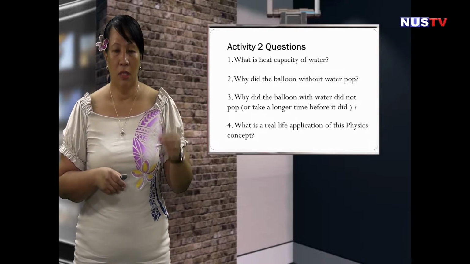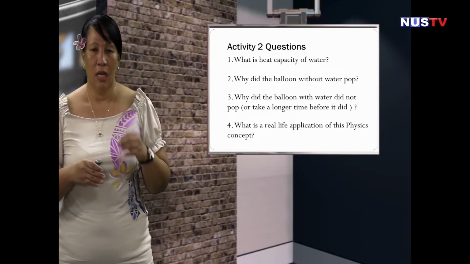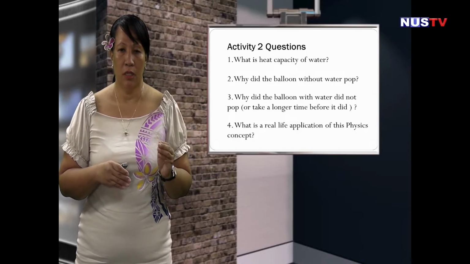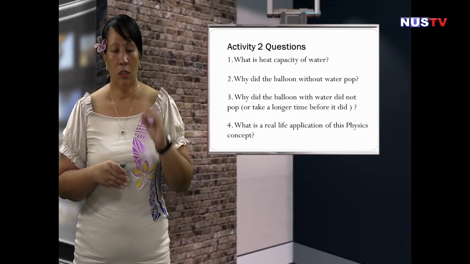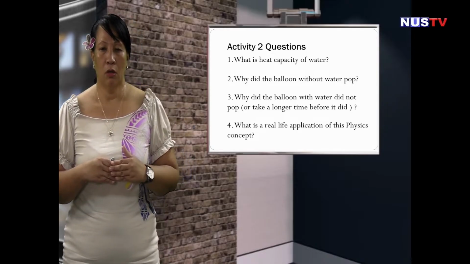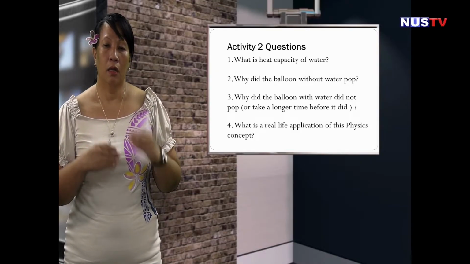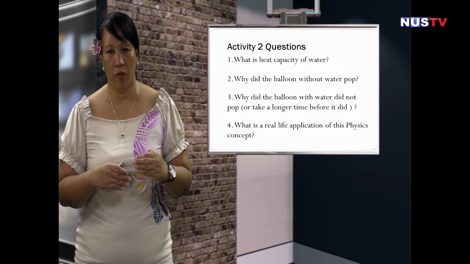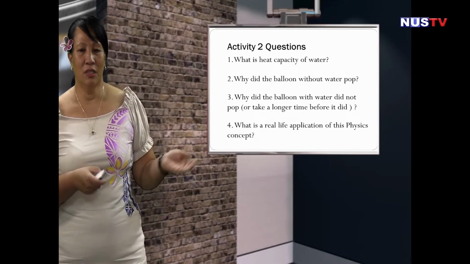The water slows down the process of heat transfer from the heat source to the plastic of the balloon. So the water has cooled the balloon and therefore slowed down the process of the balloon giving way between the air pressure in the balloon and the heat that has been transferred. Okay, what is a real life application of this physics concept?